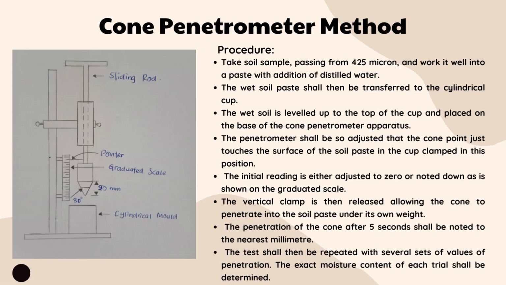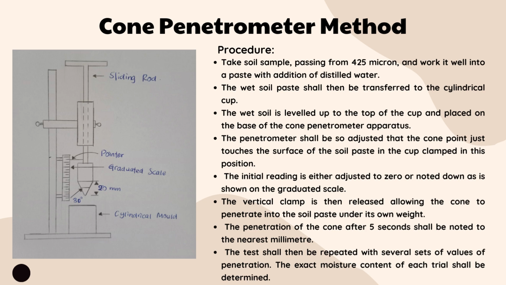Next is the laboratory determination of liquid limit by using the cone penetrometer method. Procedures are as below. Take soil sample passing the 425 micron sieve and work it well into a paste with the addition of distilled water. The wet soil paste shall then be transferred to the cylindrical cup. The wet soil is leveled up to the top of the cup and placed on the base of the cone penetrometer apparatus. The penetrometer shall be adjusted so that the cone point just touches the surface of the soil paste in the cup, and clamped in this position.